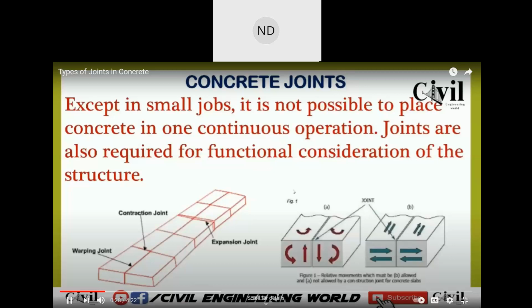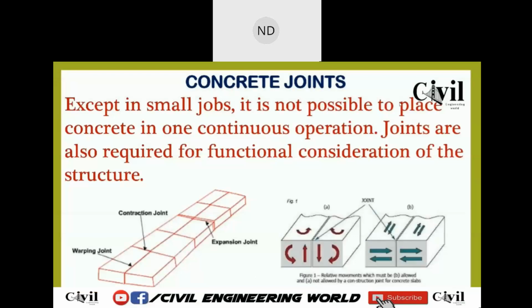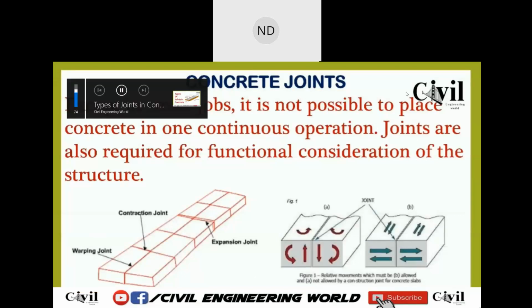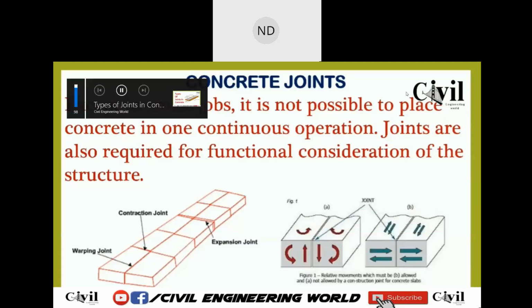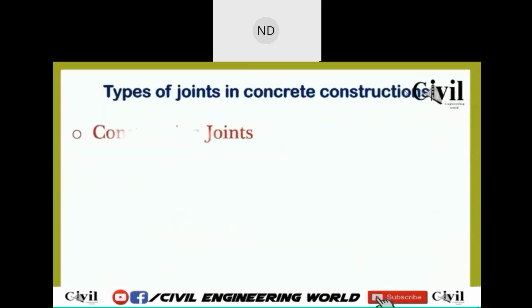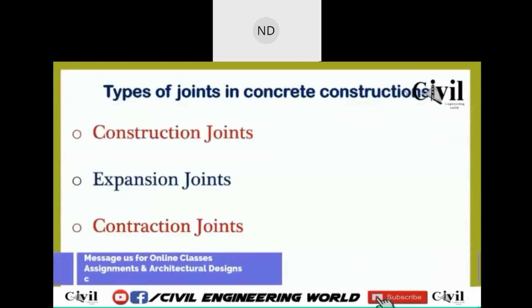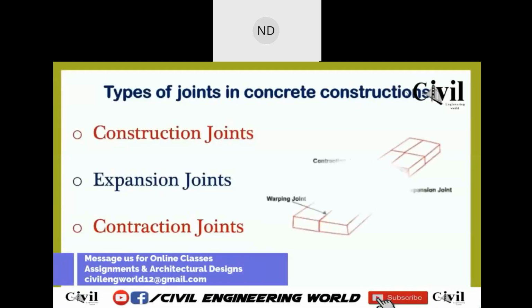Especially in the huge projects when it is not possible to provide or execute the project in one go, it is very difficult. So that's why we provide construction joints. Joints are also required for functional consideration of the structure. So here are various kinds of construction joints that we are going to discuss. Broadly speaking, we have three different types of construction joints. First is construction joints. Second one is expansion joints. Third one is contraction joints. Depending upon the situation and the type of the construction, we provide different types of joints.